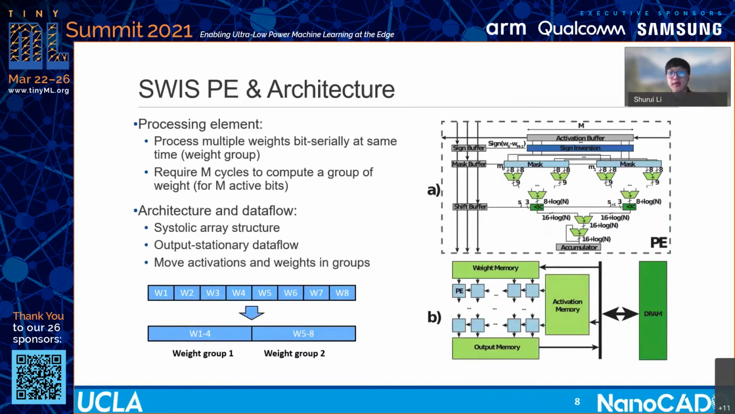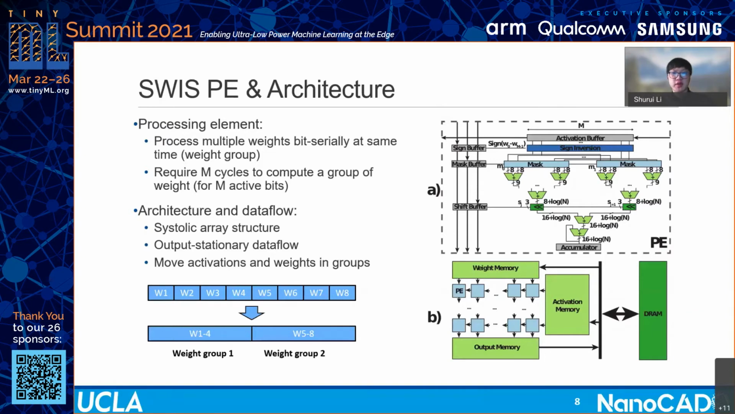So now let's talk about the SWIS processing element and architecture. An individual PE processes n weights in parallel since we group the weights to share the active bits. And each group requires m cycles to finish the computation for m active bits. Since the active bits are shared, an entire group only needs a single bit shifter if we reverse the order of multiplication and addition. For SWIS, we have two hardware configurations.